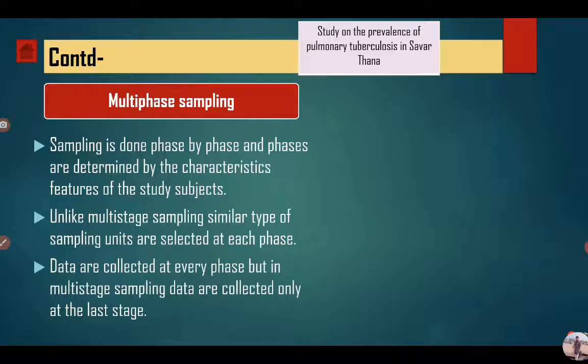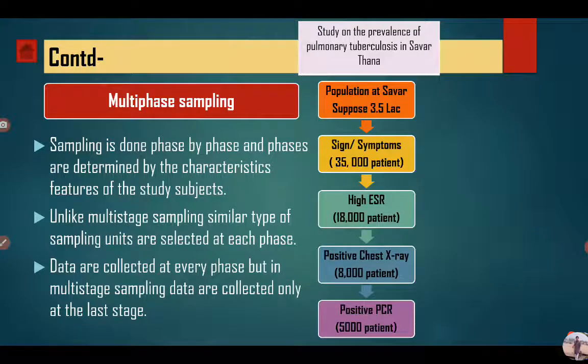If we consider that the total population of Savar Thana is 3.5 lakhs, it is not possible for the researcher to address each and every person in Savar Thana. Sputum PCR is the gold standard test for pulmonary tuberculosis, but it is not possible in reality, and it is not ethical to perform sputum PCR for every person of Savar Thana. So in that case, the researcher can identify people by the clinical features of pulmonary tuberculosis.